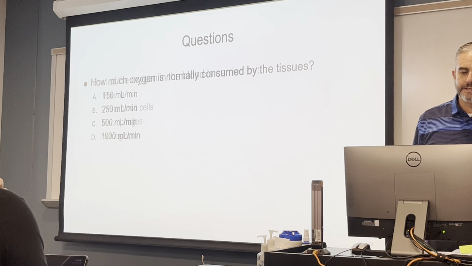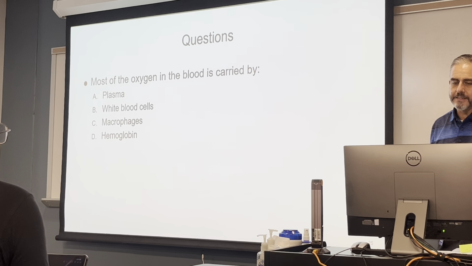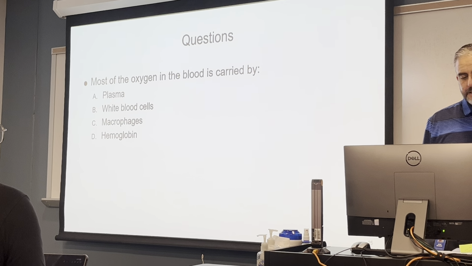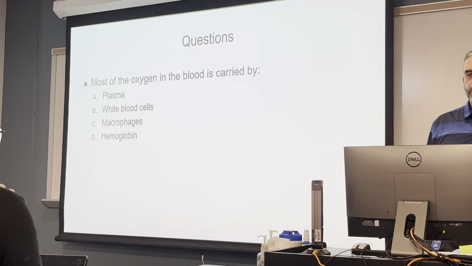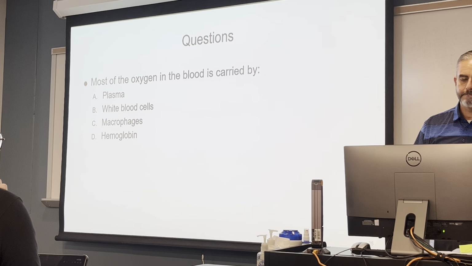All right, third question here. Most of the oxygen in the blood is carried by plasma, white blood cells, macrophages, or hemoglobin. Hemoglobin. Approximately what percentage? 98% of the oxygen we're carrying in our blood right now is bound to hemoglobin. I didn't ask this, but the remainder is carried by plasma. What percentage of that? 2.